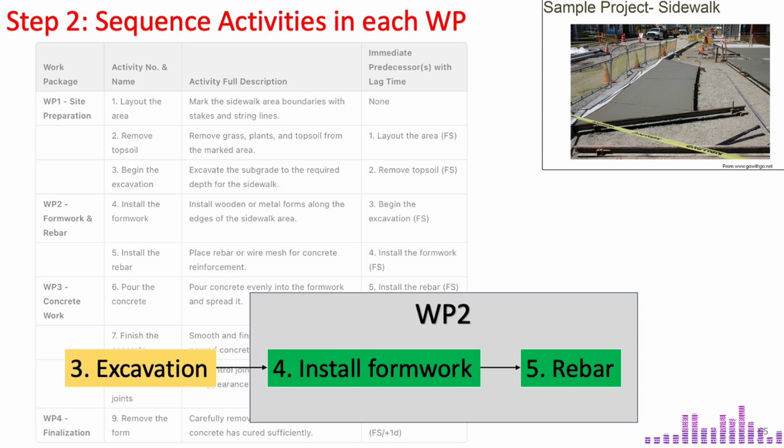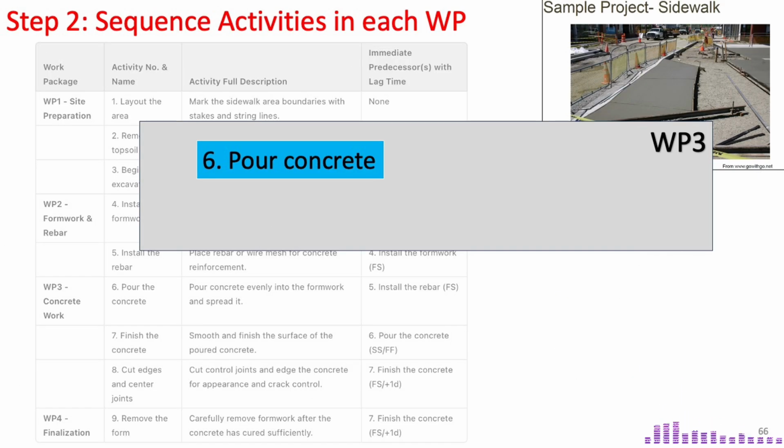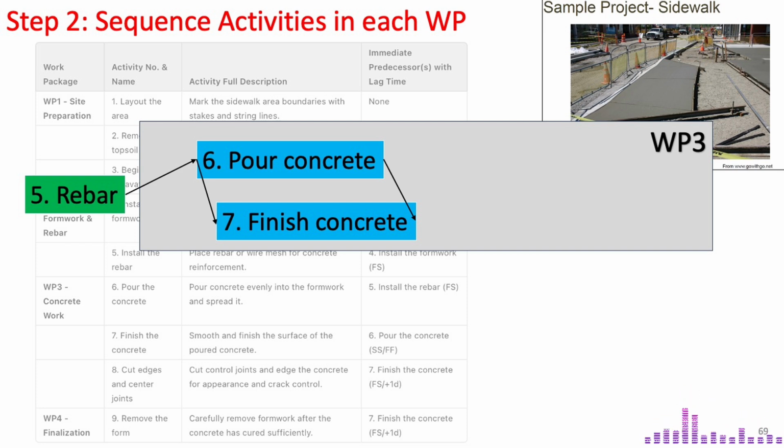Next, we proceed to work package 3, concrete work. We got Activity 6, pour concrete, preceded by Activity 5 from the second work package. Then Activity 7, finish concrete, which depends on Activity 6 through two logical relationships: start to start, SS, and finish to finish, FF. In other words, these two activities run almost concurrently.